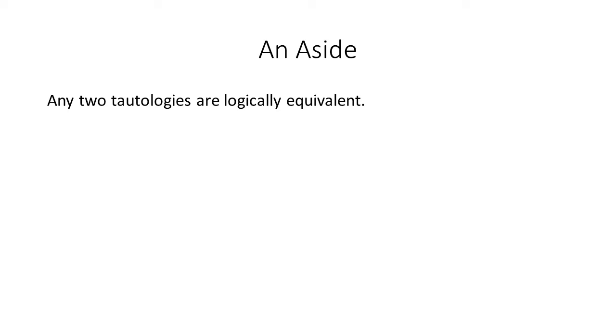So here's an aside. Any two tautologies are logically equivalent. So why is that? Well, think about it this way. Statements are logically equivalent if and only if they have the same truth value in every circumstance. Tautologies are true in every circumstance, so any two of them have to be logically equivalent, because in any circumstance, they're both true. So any two tautologies are logically equivalent.